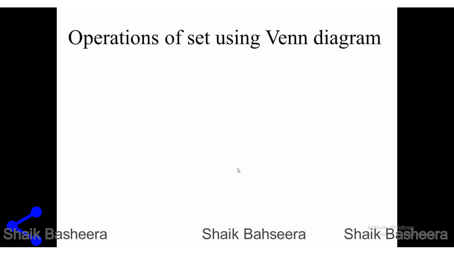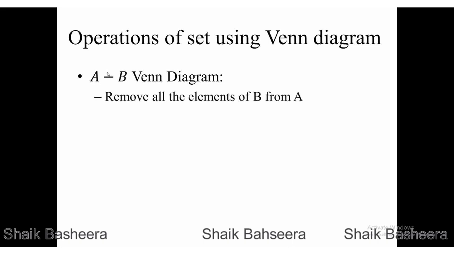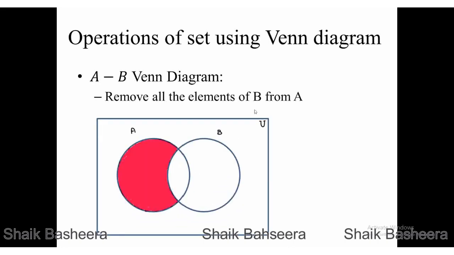Next, we go for another operation, A minus B. Here we represent all the elements of A after taking out the elements of B. It means we remove all the elements of B from A. Here you can observe that we have the two sets A as well as B. We take out all the elements of B from A, and that's why we have the corresponding representation as A minus B.